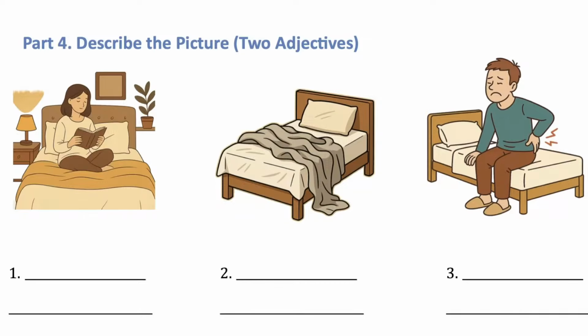Helga, the third bed is firm and uncomfortable. Helga, 2, untidy and messy. Bed 2, untidy and messy.